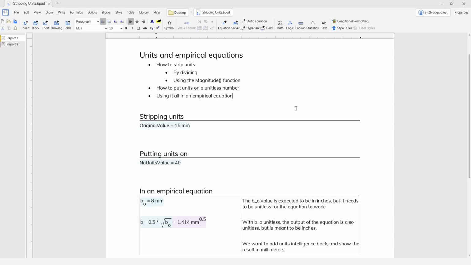Hey guys, it's EJ with Blockpad, and today we're going to take a look at units intelligence and empirical equations where the math is really expecting the numbers to be unitless.